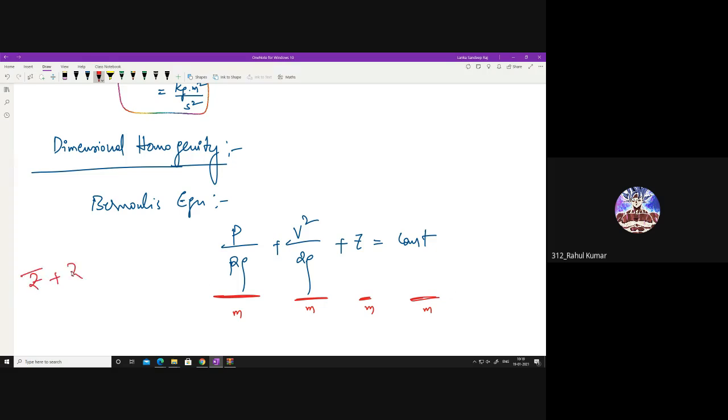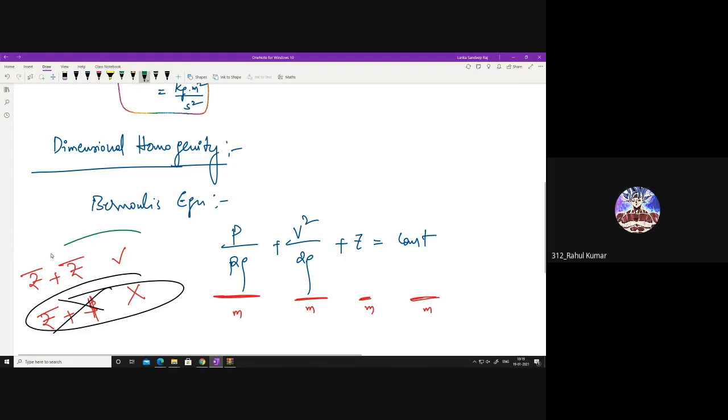Rupee should be added with rupee. This is correct. If you are adding rupee with a dollar, this is wrong. So if you add a rupee with rupee, that is the proper thing. If you are adding a rupee with dollar, that is not correct.